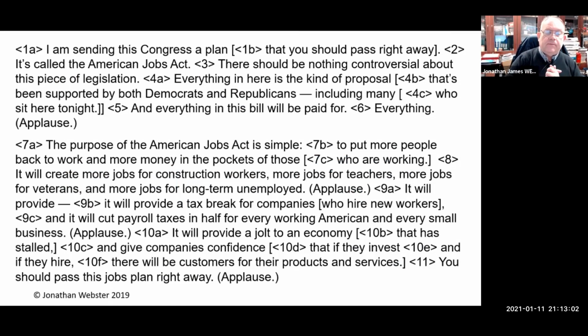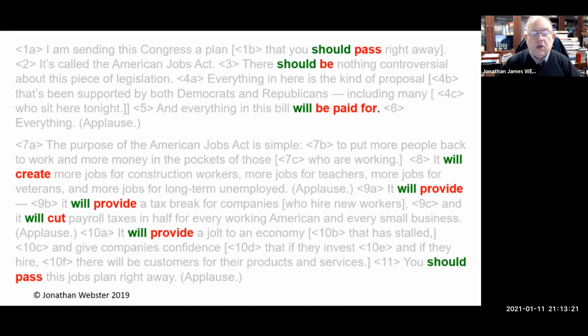Now, this is the text. What we're going to be paying attention to in listening to this now is not the logical structure. No. Not the process, participant, circumstance. No. We're interested in the modality. And notice should. Should. What is should? You should do something. What does that mean? You should pass this right away. It means a sort of an obligation. He's telling Congress, you should do this.